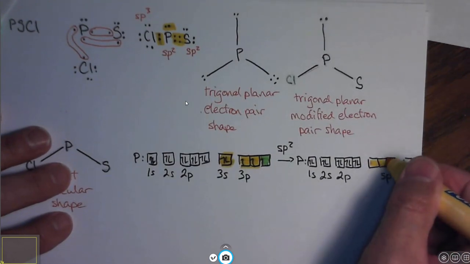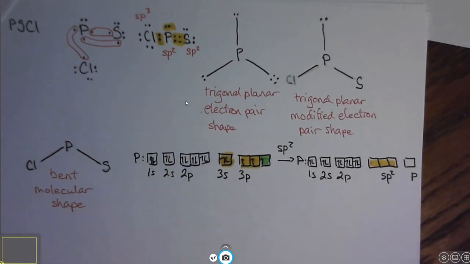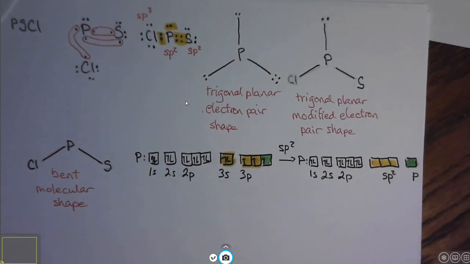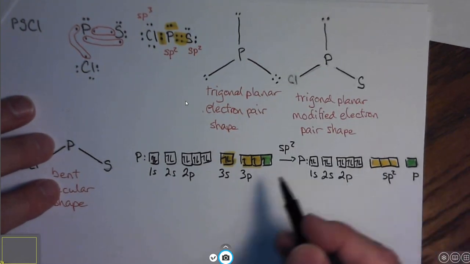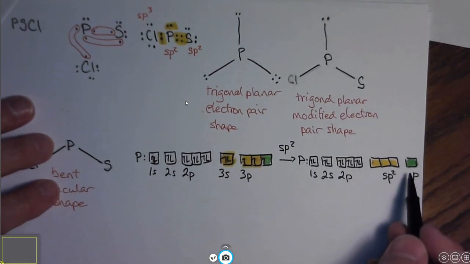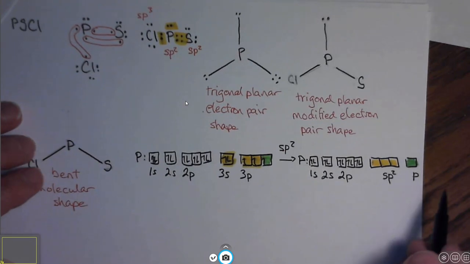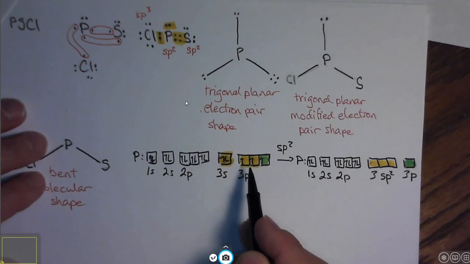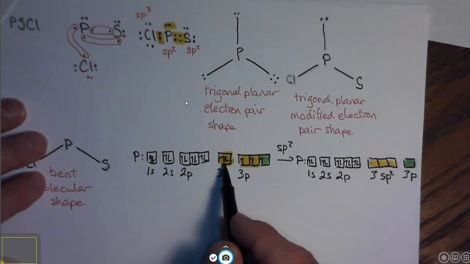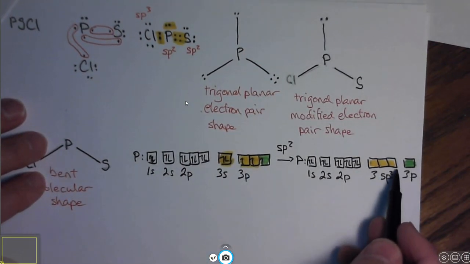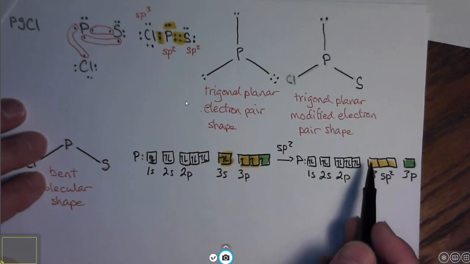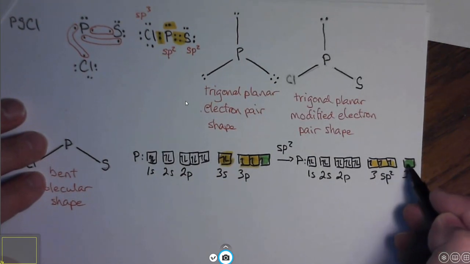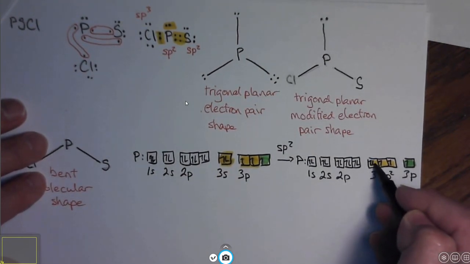These are going to be our hybridized orbitals. And this is our unhybridized p orbital we didn't change. This is in the 3rd level here. It stays in the 3rd level. The hybridization occurs in the valence level. The valence level for phosphorus is 3. Now I just count all the electrons, 1, 2, 3, 4, 5, and I put them in all 4 of these orbitals in order. 1, 2, 3, 4, and 5.